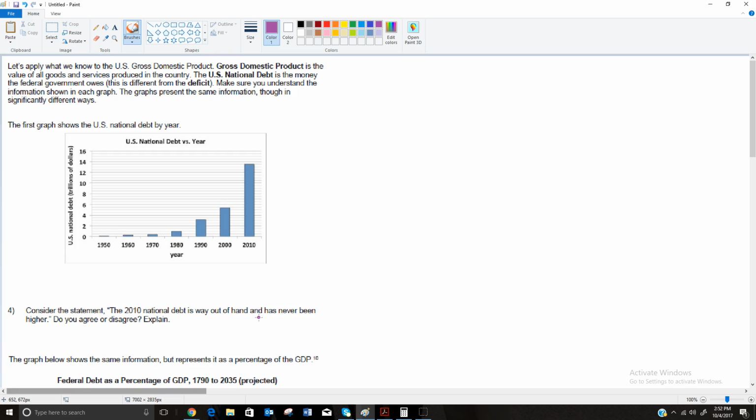So the national debt is way out of hand and has never been higher. According to this graph, it certainly looks like it. It's never gone down. It's kept increasing. In 1950 it looks like we were at less than half a trillion, and now we're approaching 14 trillion. We're probably higher than that because this is only 2010. So I don't know. According to this, maybe. It looks like it.